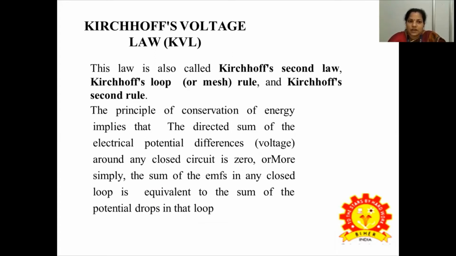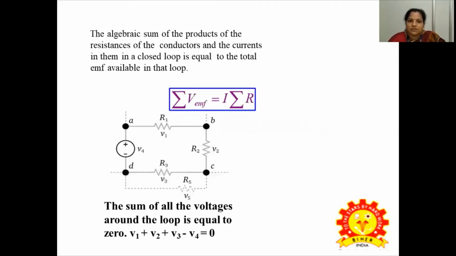Kirchhoff's voltage law is also called Kirchhoff's second law, Kirchhoff's loop rule, and Kirchhoff's second rule. The principle of conservation of energy implies that the directed sum of the electrical potential differences around a closed circuit is zero, or more simply, the sum of the EMFs in any closed loop is equivalent to the sum of the potential drops in that loop. So the algebraic sum of the products of the resistance of the conductor and the current in the closed loop is equal to the total EMF available in that loop.